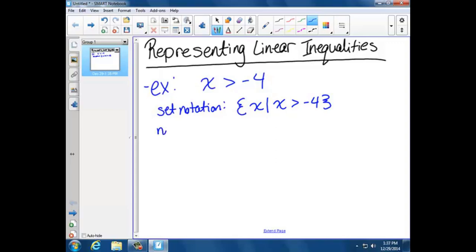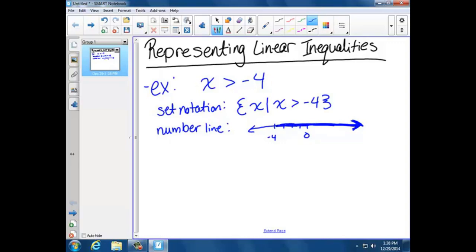Now on a number line, a lot of times when we get our answer, we're going to represent our answers on a number line, because again, it's not just one number, it's a whole set of values. So I'm going to put a number line here. I'll put a 0, -1, -2, -3, -4. So x is greater than -4. We need to show that we want everything in this direction, and we need to stop right when we get to -4.